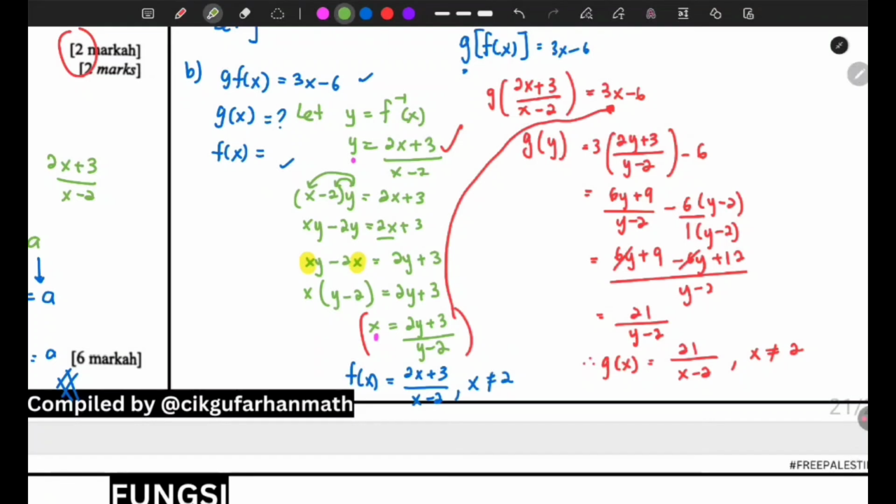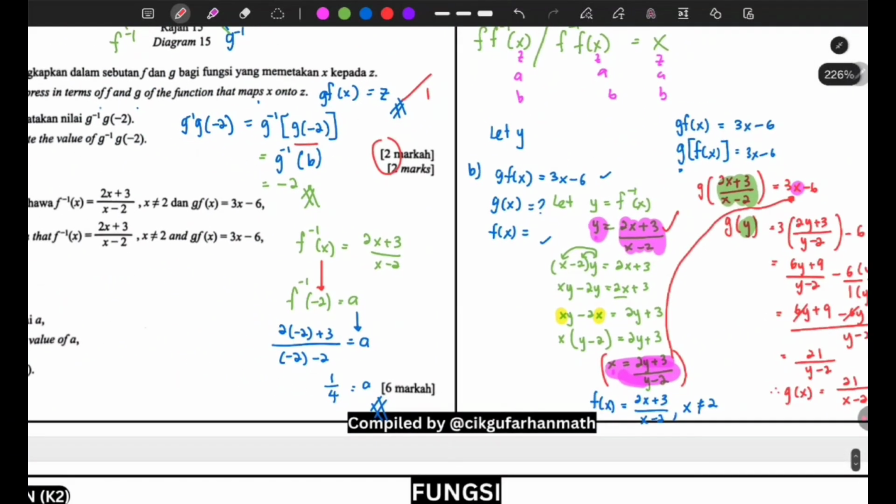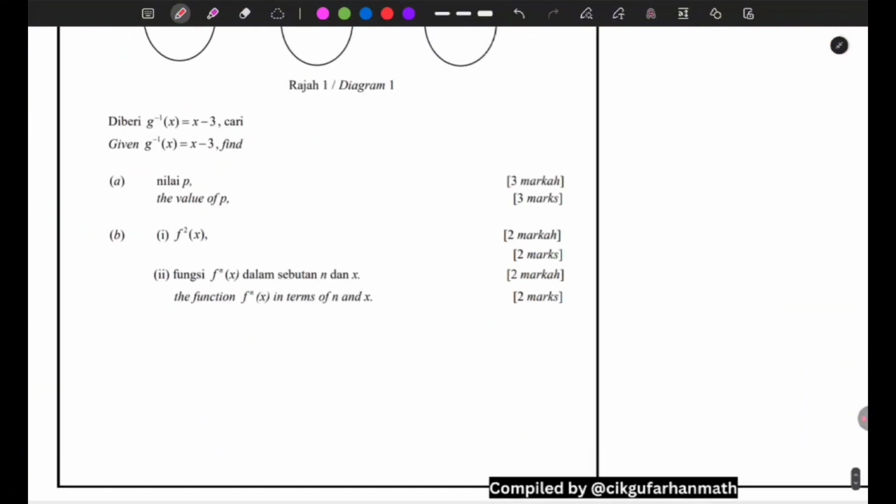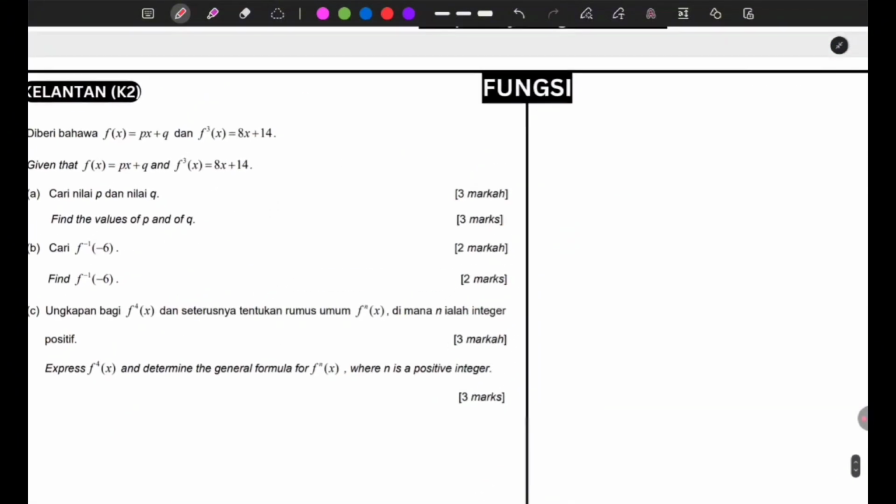This thing actually you have to let y, isn't it? But you see 2x plus 3 over x minus 2, you already let y here, so you don't need to let y again, and you know if you let y, you get this thing. That's why I substitute here. You don't have to do so many times. So done. This question was finished already. There are 2 more questions. Let's go.